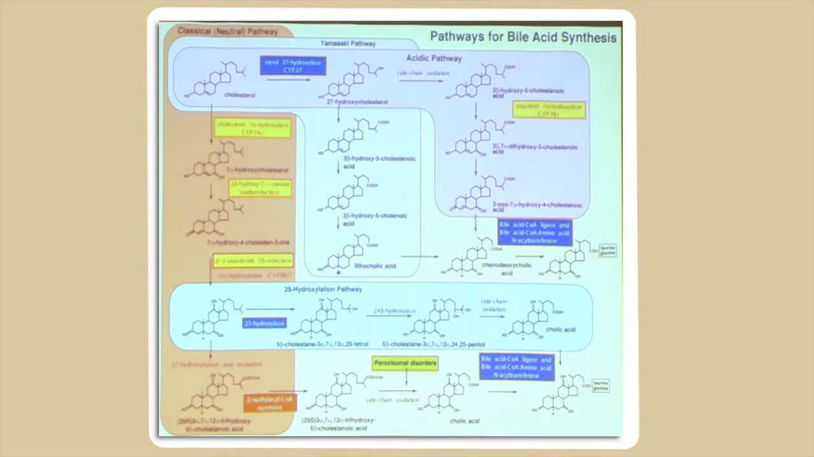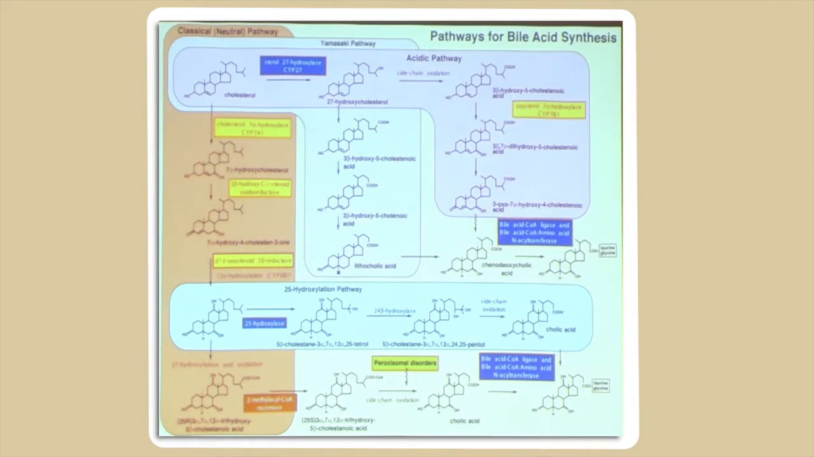So if you look at this diagram here, there are two pathways. There's a classical pathway, this brown pathway, and this acidic pathway. And the most important thing on this pathway from our standpoint is this particular enzyme right here, which is CYP7A1. That's the rate-limiting enzyme of bile acid biosynthesis, and that's the principal enzyme that we're attacking when we give a drug like cholic acid.